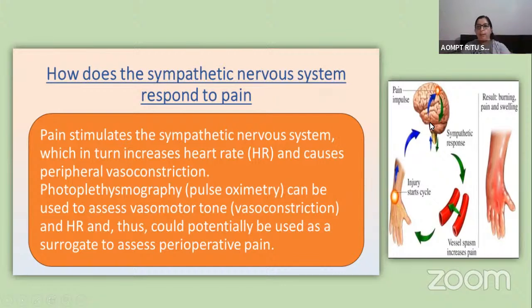And when we see it clinically, the pain impulses make the sympathetic respond with vessel spasm, which increases the pain because of the vasoconstriction, and the pain from that particular injury starts a cycle where they again send signals to the brain, and again the sympathetic response comes. As a result of vasoconstriction, the blood flow is restricted, the blood area in the vessels is very small, so the result is burning pain and swelling. So this is how the sympathetic system works when there is stimulation, because of the sympathetic response.